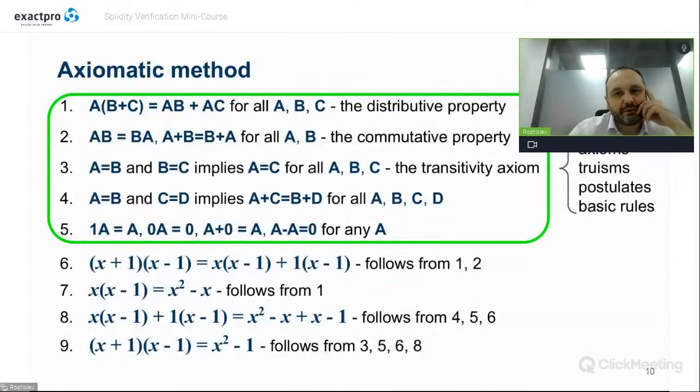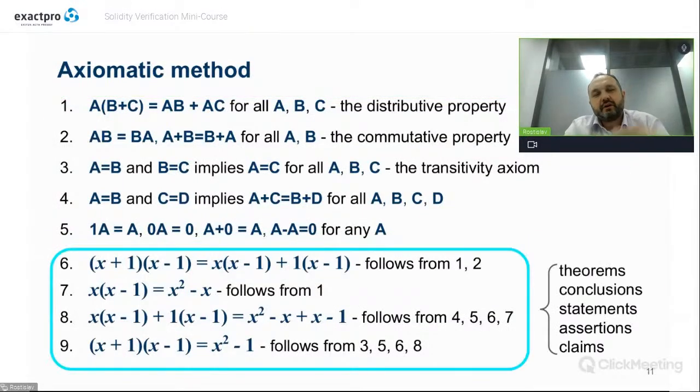Usually when you apply the axiomatic method, you have 2 parts. The first part is about domain axioms. Before applying the axiomatic method, you need to go deep and study your domain, your application area, and explicitly formulate all these axioms, truisms, postulates, basic rules, which are always correct in your domain. Then in the second part, you start from the basic truths, from axioms, and you derive what you call theorems, conclusions, statements, assertions, claims, which you can assume to be always correct in this domain, because they immediately follow from axioms using trivial rules of inference. Okay, this is basically the idea.